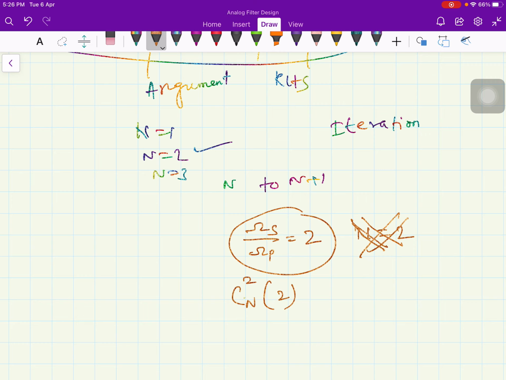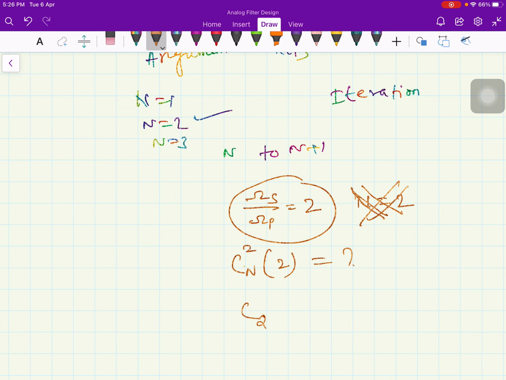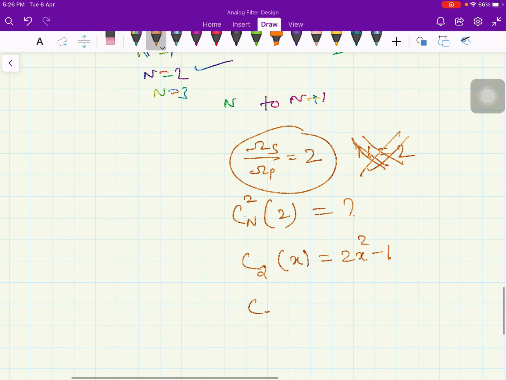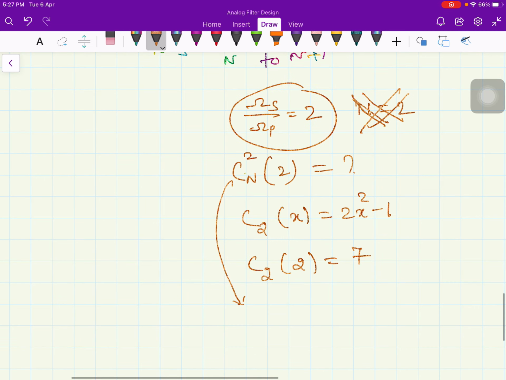Now the question is how much if capital N equals 2. So C2 of x is equal to 2x square minus 1. Then C2 of 2 is equal to 2 times 4, 8, minus 1, 7. Now we need Cn square, therefore C2 square of 2 is equal to 7 square, that is 49.